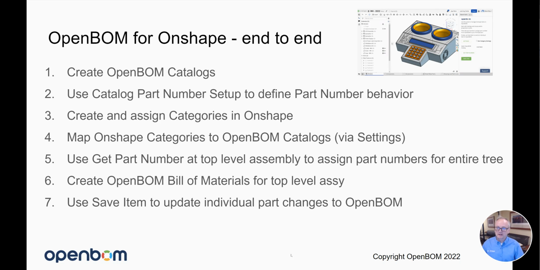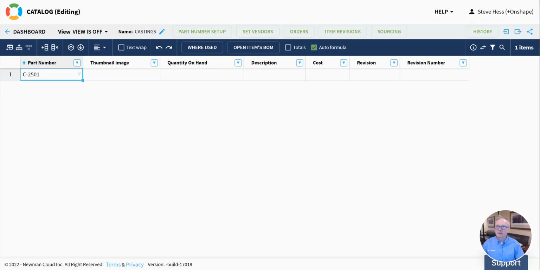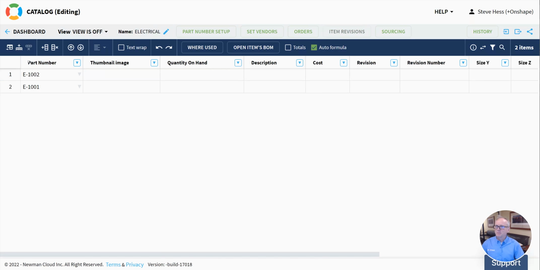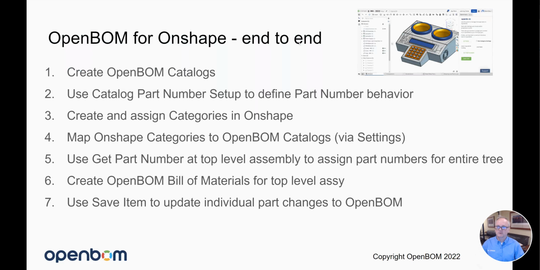We've seen all these in other videos, so I'm going to be brief on these. I've created my catalogs inside of OpenBOM. I've got castings, I've got one for molded, and I've got one for electrical. I've set up automatic part numbering, so these catalogs will dispense part numbers in a sequence that's important to my company. So that's the first thing that I've done. And the second thing, I've set up the part number behavior.